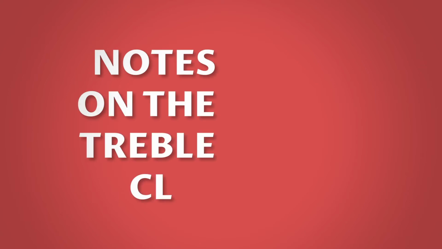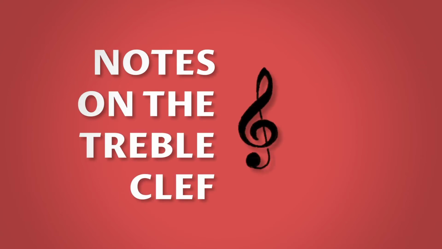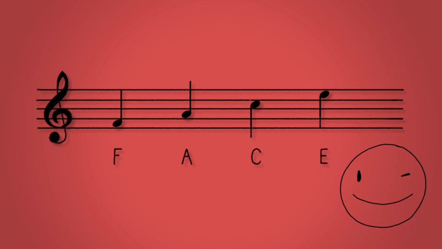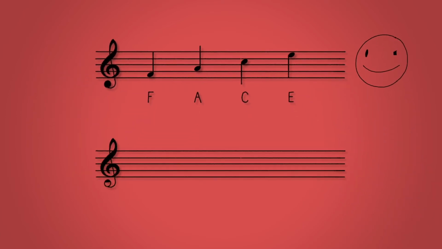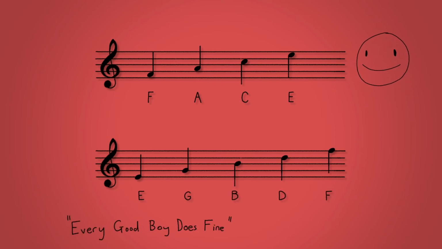The notes on the treble clef. To avoid counting up from middle C every time, we can use memory aids to recognize the notes. The 4 spaces on the treble staff spell out F-A-C-E, or face. The 5 lines of the treble staff are E, G, B, D, F. The acronyms for these are usually pretty rubbish, and we think it's much more fun to make up your own.